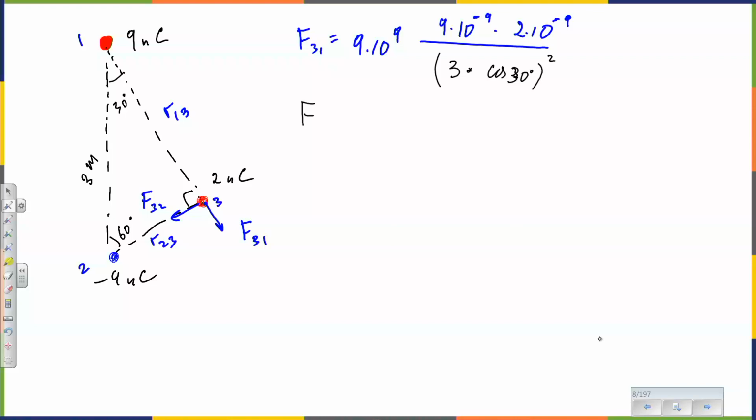Now, the next force should have magnitude equal to Coulomb's constant.